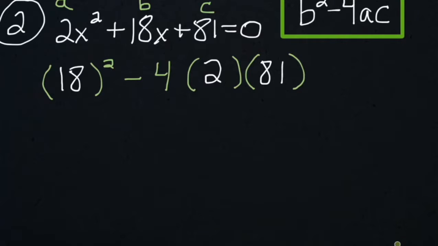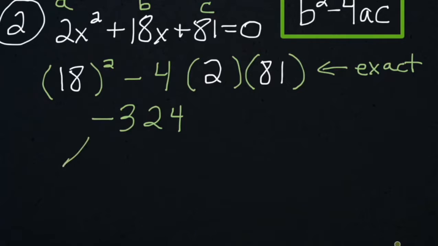So I plug it in. 18 squared minus 4 times 2 times 81. If you plug it in exactly how you see it, you will get the right answer. You don't have to worry about negative signs and crazy stuff. When I plug that in, I get negative 324. Well, this is a negative number.